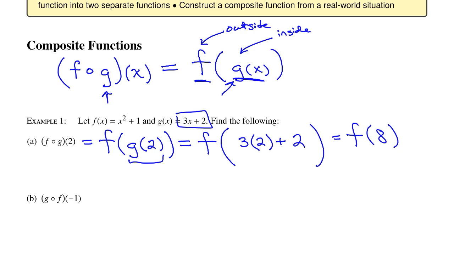And now I take 8 and I plug it into the f function. The f function is x squared plus 1. So this becomes 8 squared plus 1, which is 65. So this composition results in 65.